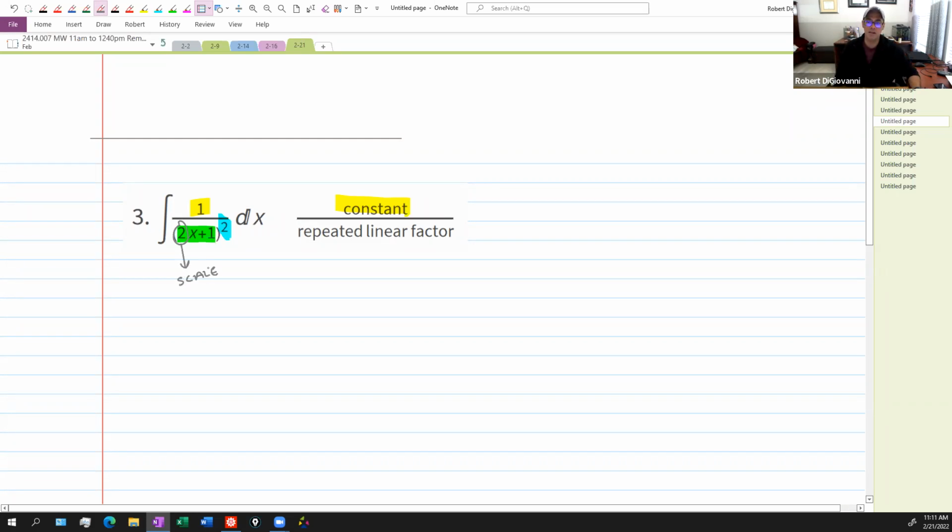So can anyone tell me what the antiderivative of this is without working it out by hand? Think about what it is, right? It's going to be 1 over u squared, right? But we have to scale it. What do you think?